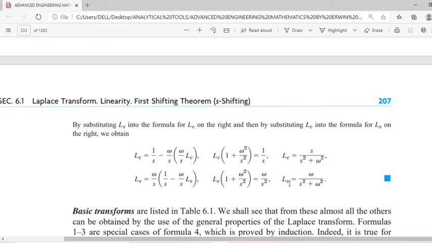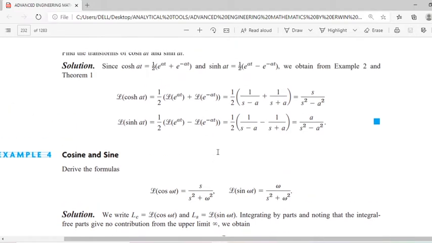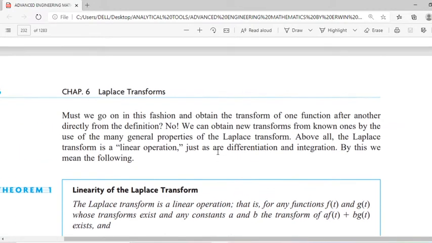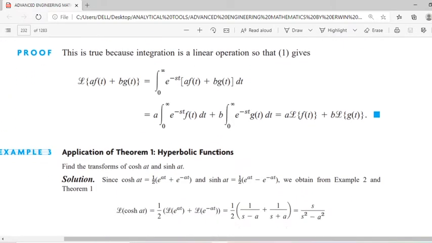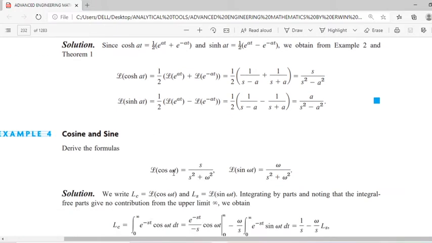And the Laplace transformation of sin omega t is omega by S square plus omega square. So we have four Laplace transformations: one is L of cos hat, then L of sin hat, then cos omega t, then sin omega t.